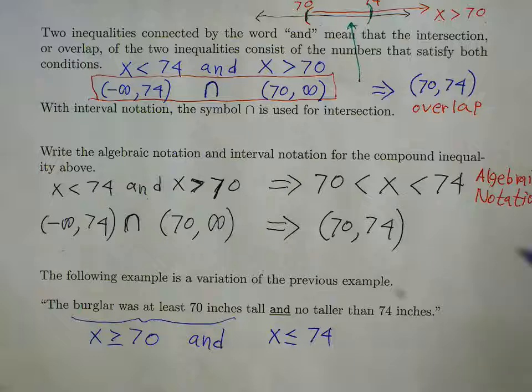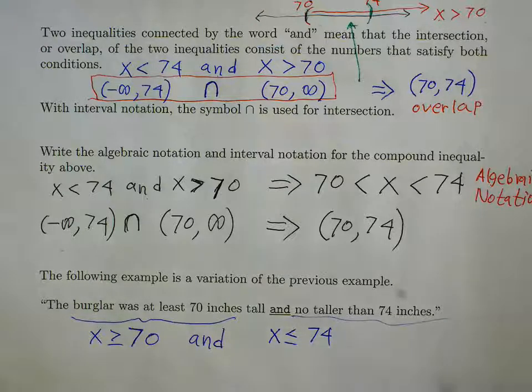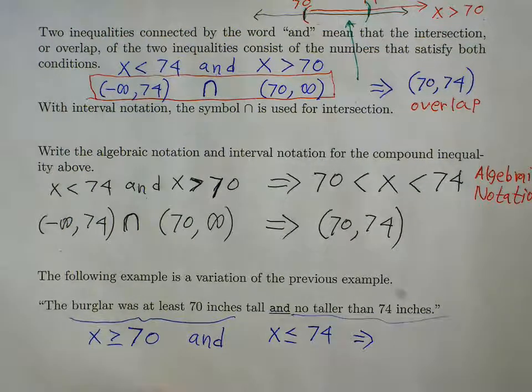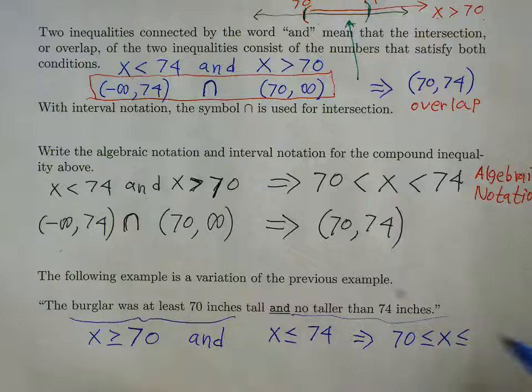So the way the inequalities are described will indicate whether you use the or equal to part or not. Okay, so since it's and, that means the overlap. So this compound inequality in algebraic notation, we would write it as 70 is less than or equal to x, and at the same time, x is less than or equal to 74.